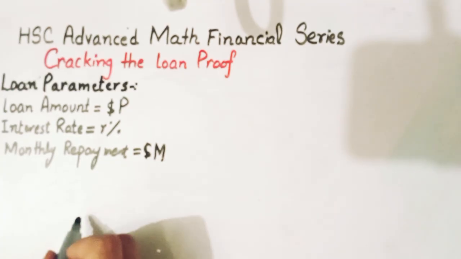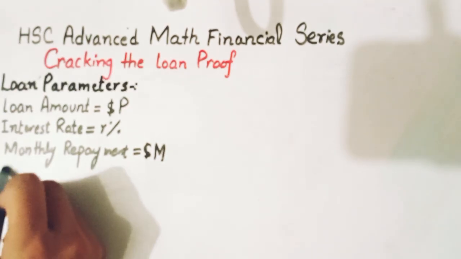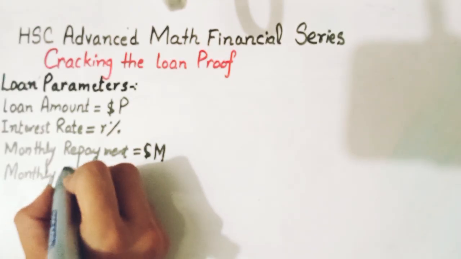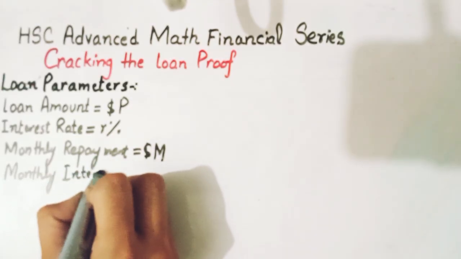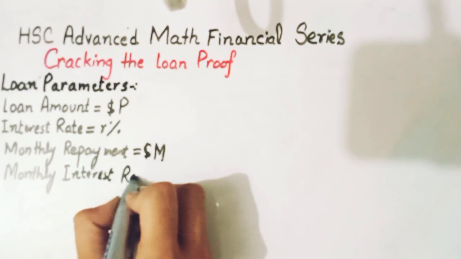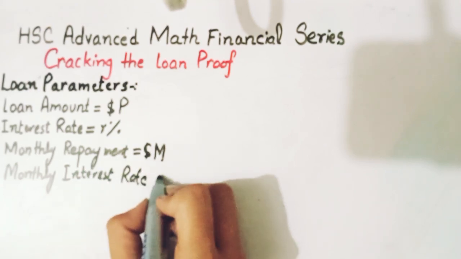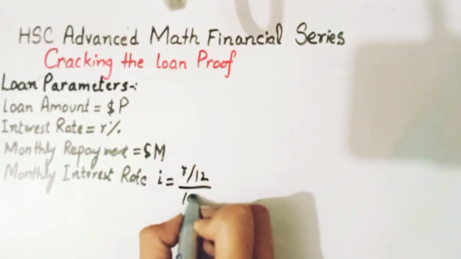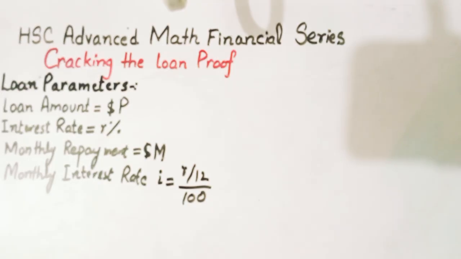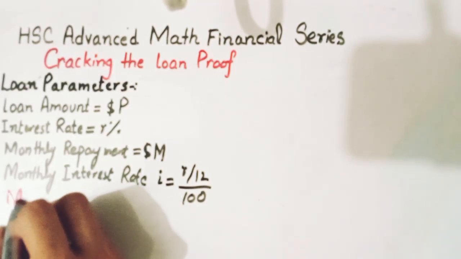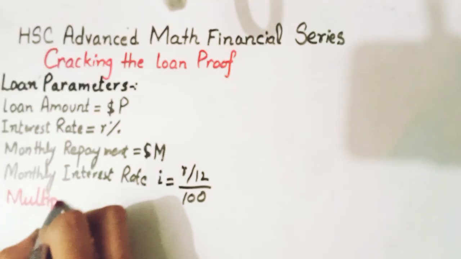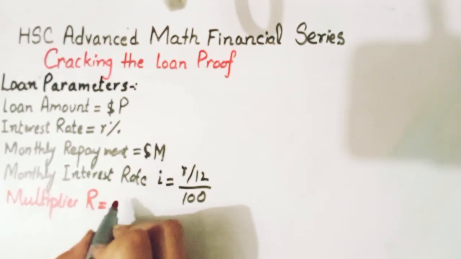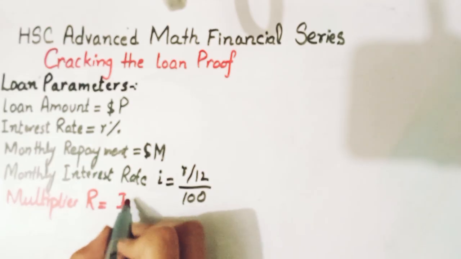So the monthly interest rate, we will represent by I. So I equals R divided by 12, divided by 100. So what will be the multiplier? The multiplier is capital R, that equals 1 plus I.